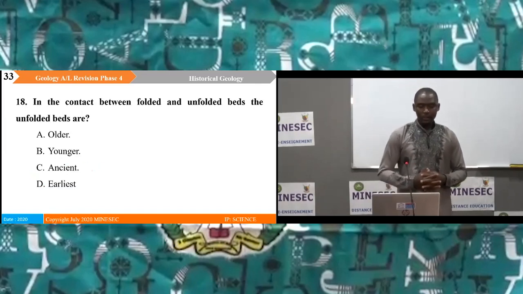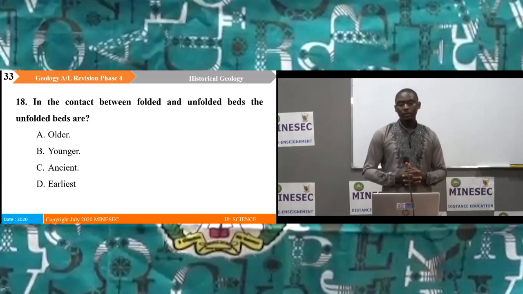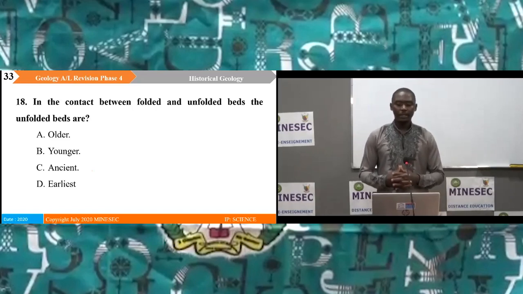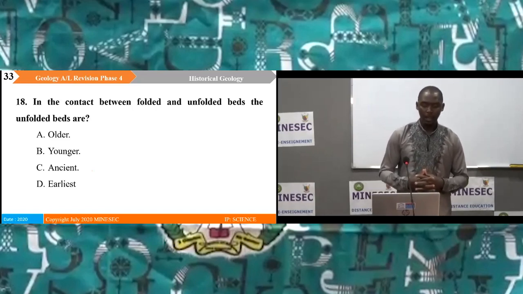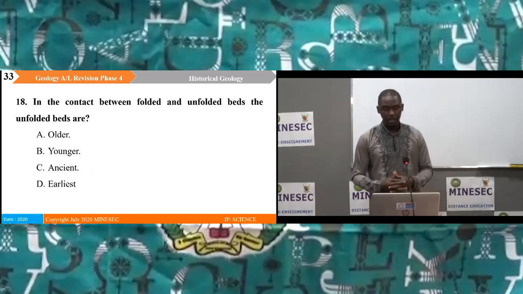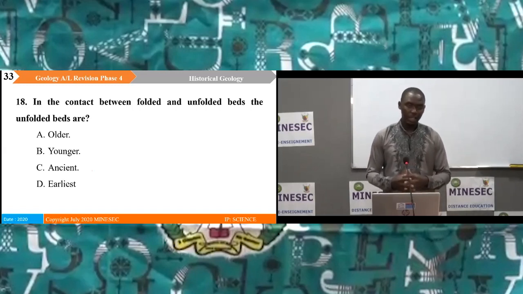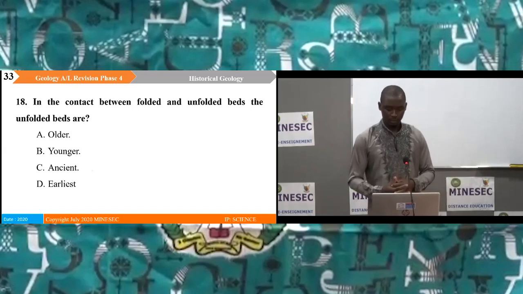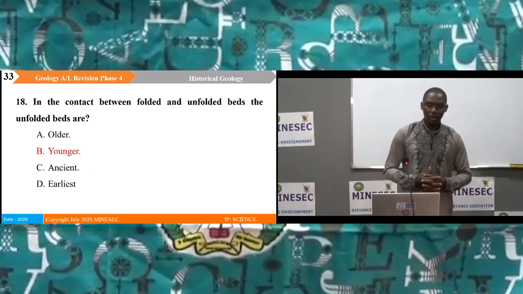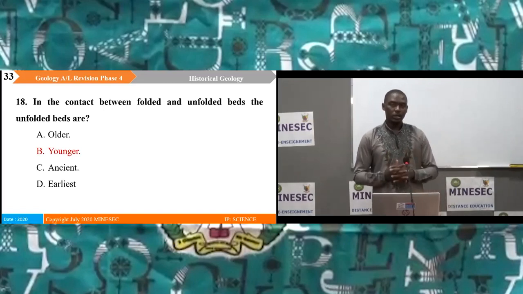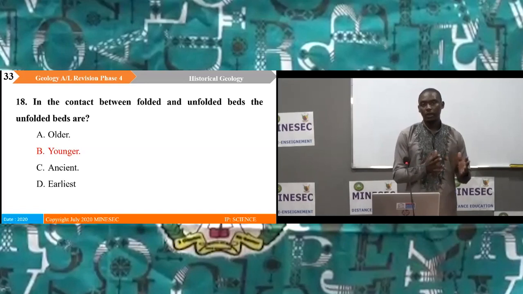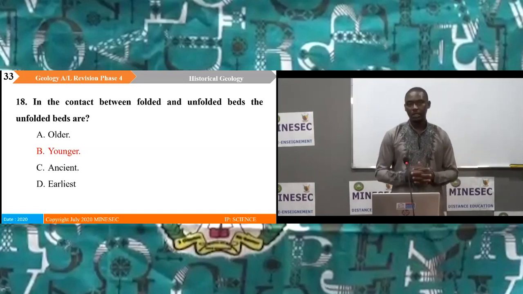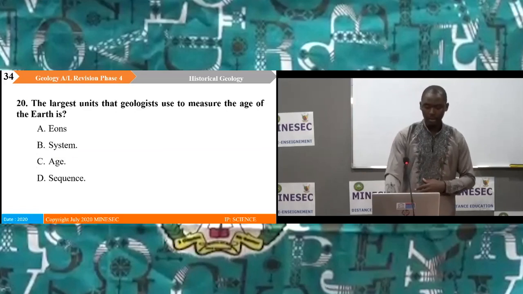Question 18. In the contact between folded and unfolded beds, the unfolded beds are A, older, B, younger, C, ancient, and D, earliest. Our correct answer here is younger. This is concerning the concept of angular unconformity, where the older sequence is folded and the younger sequence is horizontal.